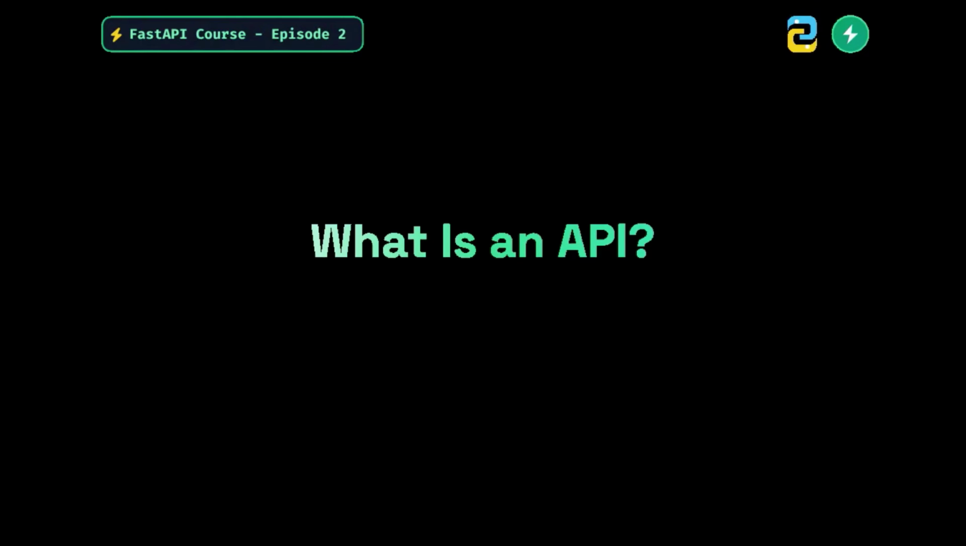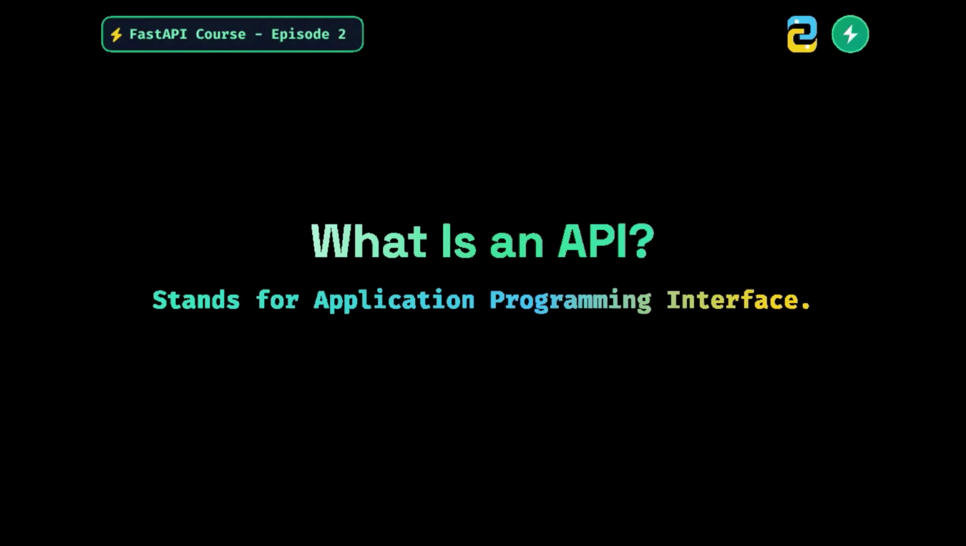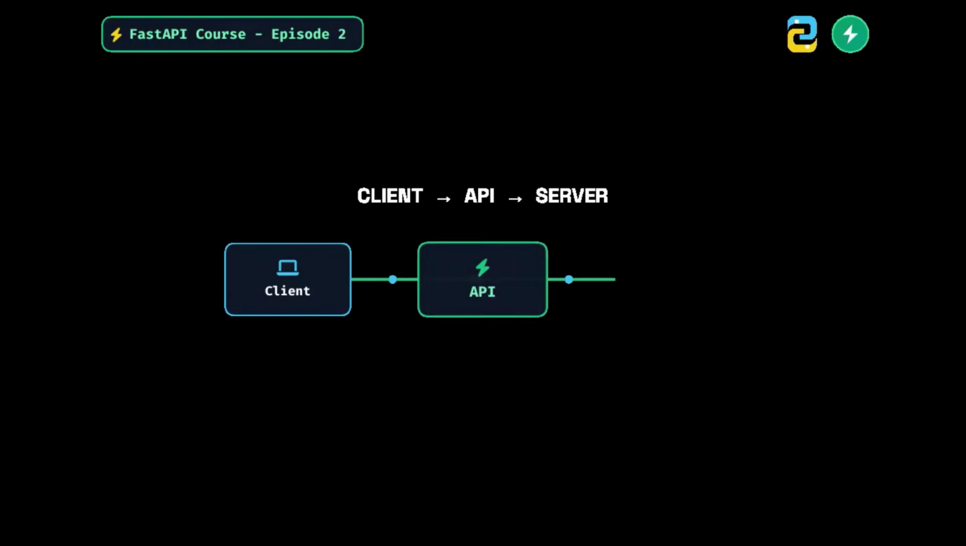What is an API? API stands for Application Programming Interface. That definition is technically correct, but it doesn't really tell us what an API does. So let me explain it in a more practical way. An API is a way for one software system to communicate with another software system using a defined set of rules. Think about the application we are building.